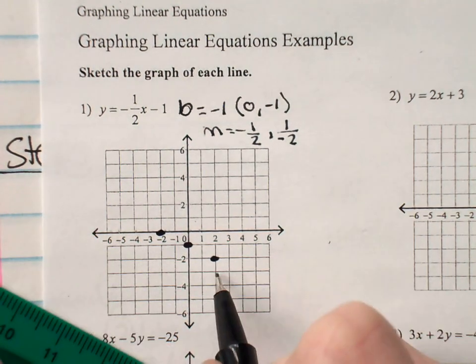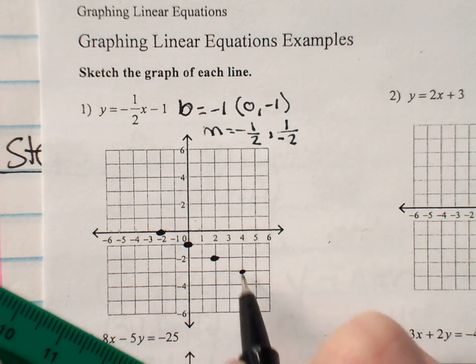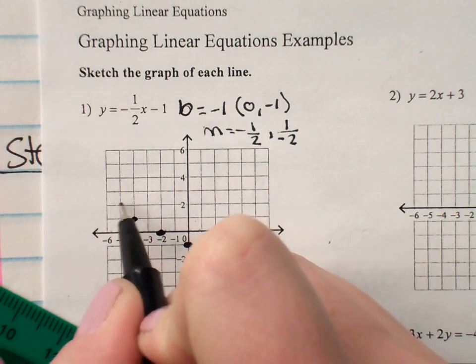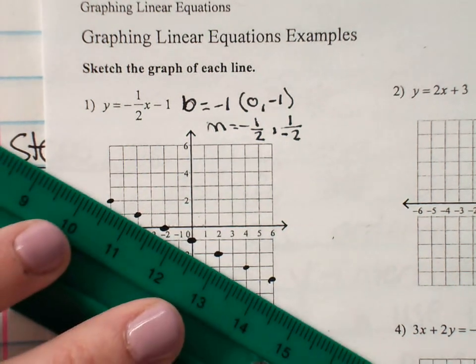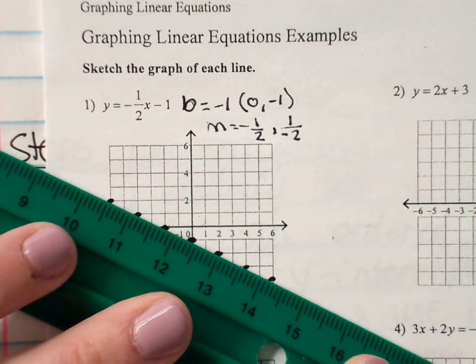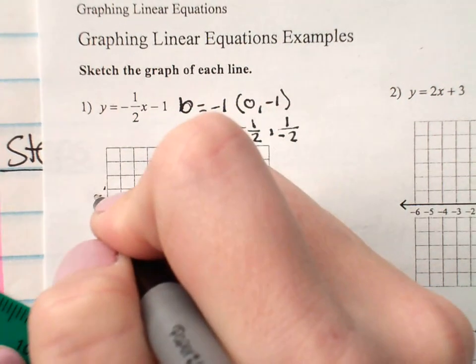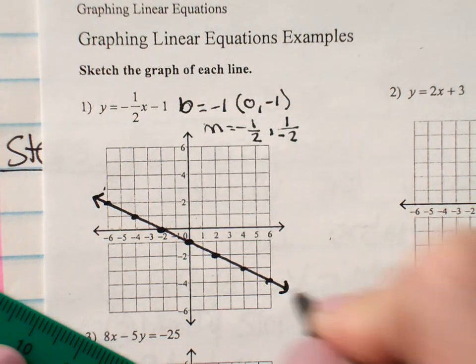You can keep going down 1, right 2, down 1, right 2 to make an infinite number of points. But you only have to do 2 or 3 points. So I'm going to draw a line and make my arrows connect.